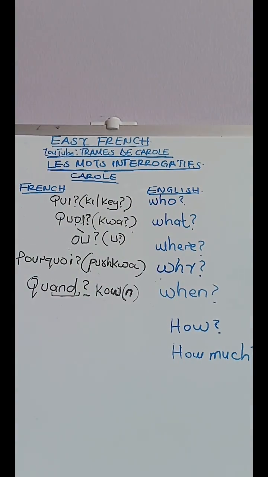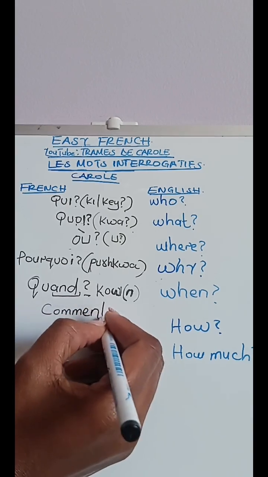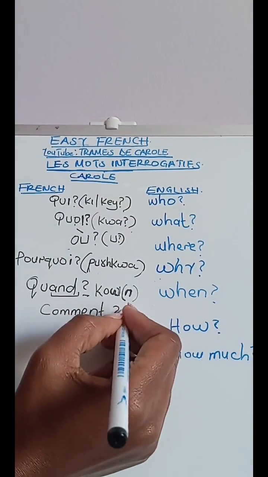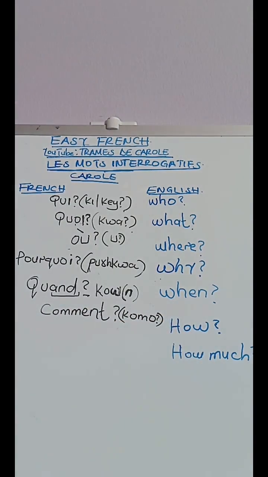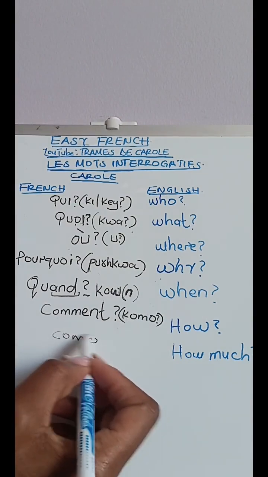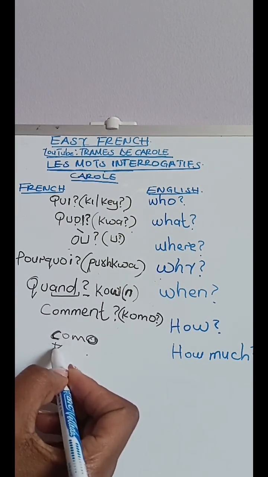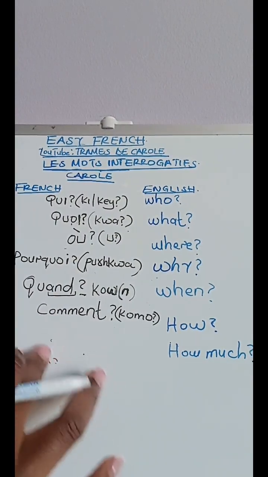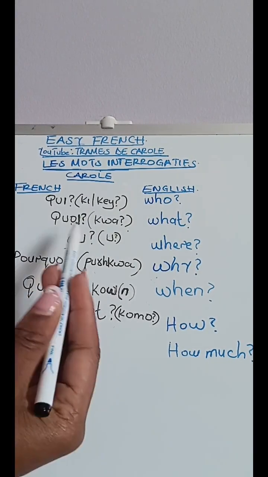How? Comment? So this is comment, comment. So easy. I prefer to use K because someone might read, if you write maybe comment with a C, someone might read this as somo. Okay, so if you don't know the French rules, you want to know maybe that this has to be read as K and not C. Okay, so I try to write it in the simplest way. Comment. So let's get to this, then we get down to reading all of them.